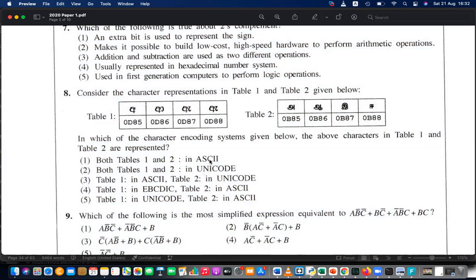Is that ASCII 16 bit? How many bits in ASCII? We discussed it last day. How many bits in ASCII?